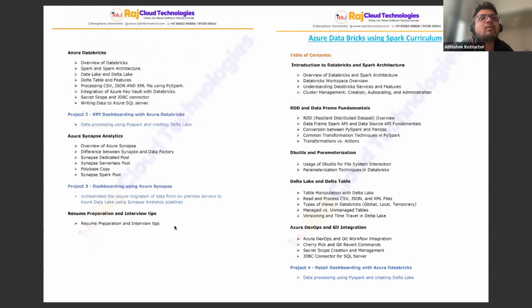Then we will learn about Databricks, right? In this Azure Data Engineering course, we'll learn about Databricks as well: overview of Databricks, Spark architecture, Delta Lake, Delta tables, processing different kinds of files, Azure Key Vault, secret scope, JDBC connector, and then we'll do one project. So we will not wait for the course to complete to do projects, right? After finishing a few topics, we'll do one project, and then we'll learn about Synapse Analytics and do another project.